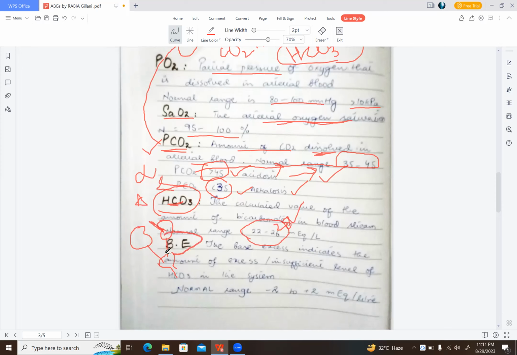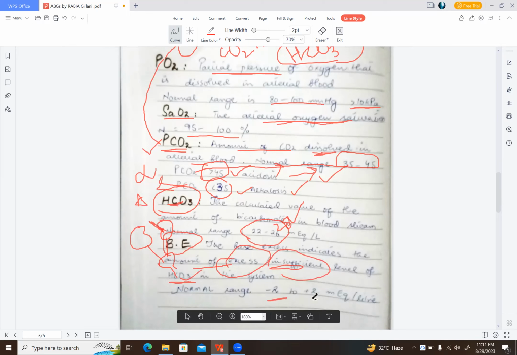Now what is the base excess? Base excess, it is the amount of excess or insufficient levels of bicarbonate. Excess means that is, insufficient bicarbonate in your system. -2 to +2 is the normal. Okay.